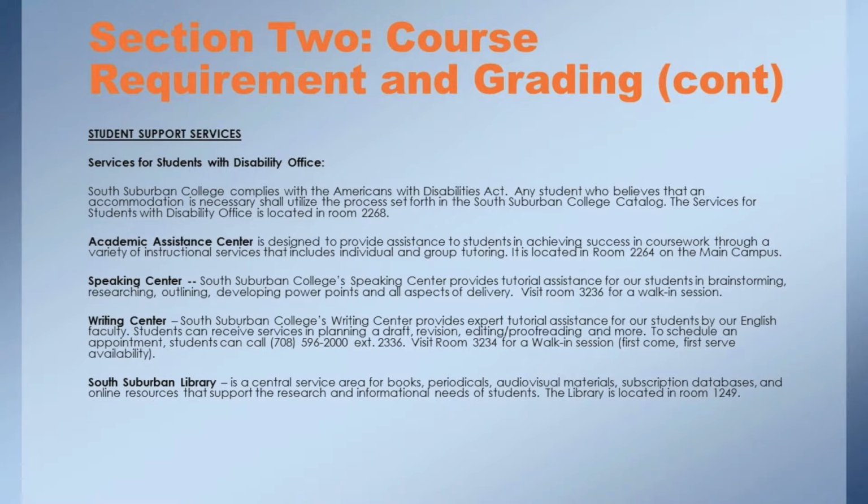The next part you will want to put would be the student support services, and this is where students can get any academic help. Service for Students with Disability Office tells where they would go for that. There's an Academic Assistance Center, a Speaking Center, a Writing Center, and the library. And this, again, is just any type of assistance that your students will need to be successful in your class.